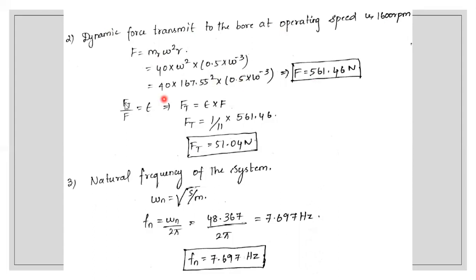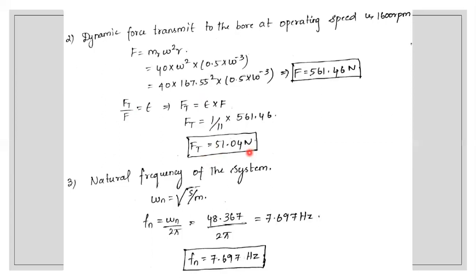So force transmitted by force will be equal to epsilon. If you want the force transmitted, just cross multiply the force value to the other side and multiply with the transmissibility ratio, which is 1 by 11. So we can easily calculate the force transmitted, 51.04 Newton. This is the answer we got for the force transmitted.